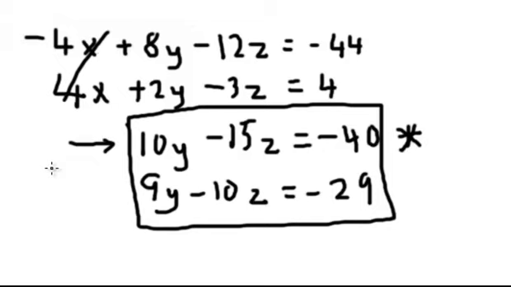I'm looking for maybe the lowest common multiple. A common multiple of 10 and 9 would be 90. 15 and 10 would be 30. So I think what I'll do is just different from the book. If you've got the book, you can look at the way they do it. I'm going to eliminate the z's, just for something different.